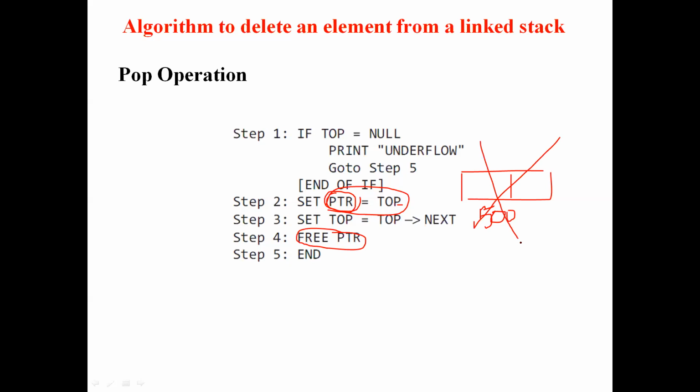Top remains the same. Before deallocating the memory, what is step 3? Before deallocating memory, what are the things we are doing? Step 3. It should be assigned with what? Top next. So that's what is done. Right? So 400 will be assigned to the top variable.